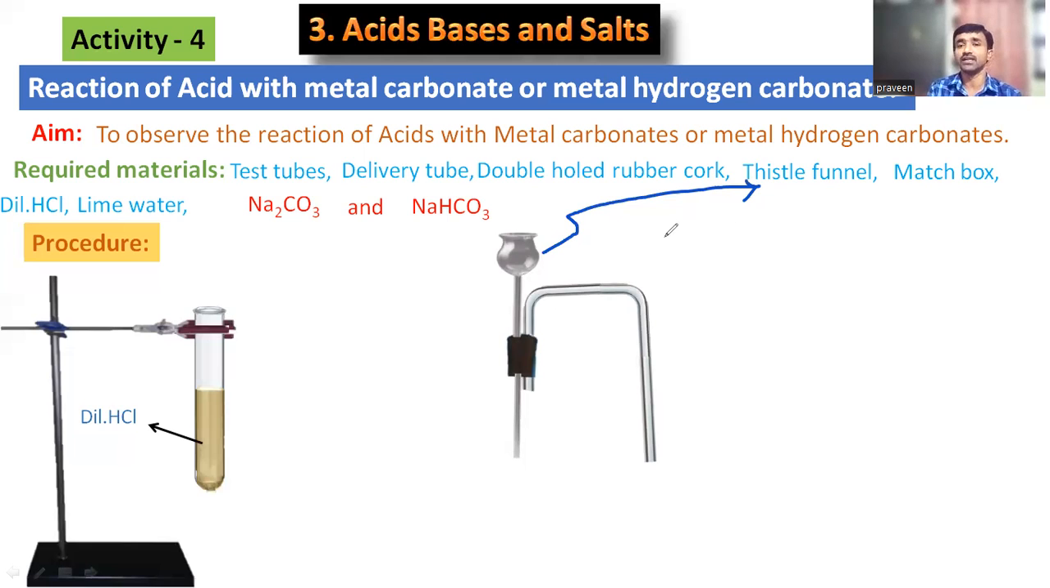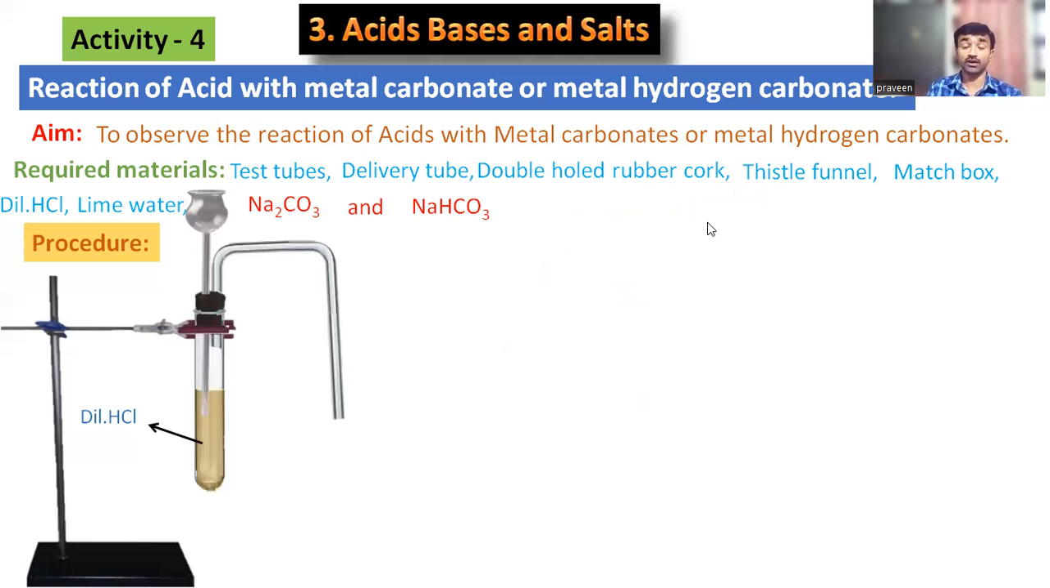This is the thistle funnel. Here it helps us to drop solid materials into the liquids without allowing the gases to escape, right? So we will trap the gases inside only. That is the use of the thistle funnel here. Then fix this to the boiling tube which contains dilute HCl, along with the delivery tube and thistle funnel.